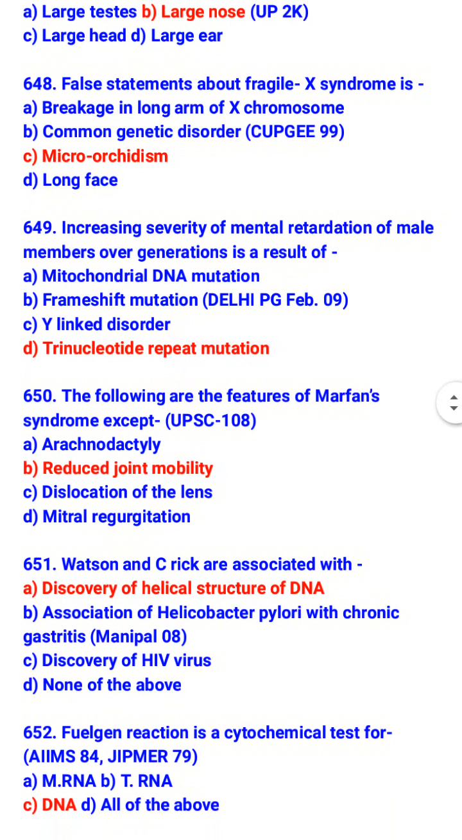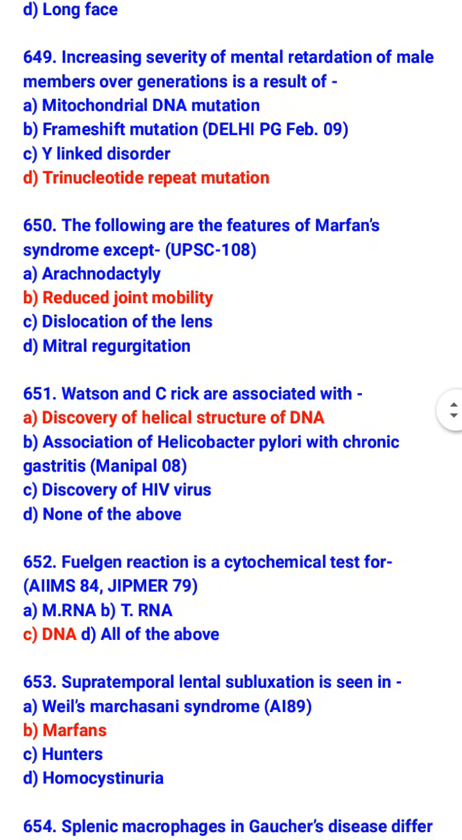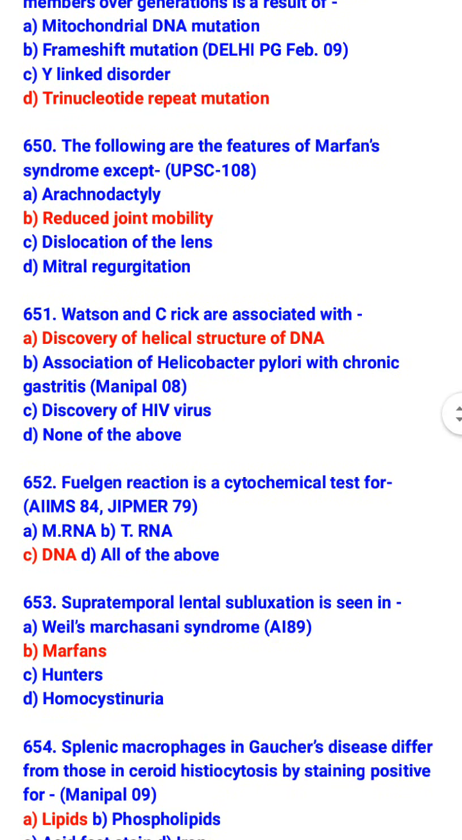The following are the features of Marfan syndrome except reduced joint mobility. So what are the features of Marfan syndrome? Arachnodactyly, dislocation of the lens, and mitral regurgitation. Watson and Crick are associated with the discovery of the helical structure of DNA.